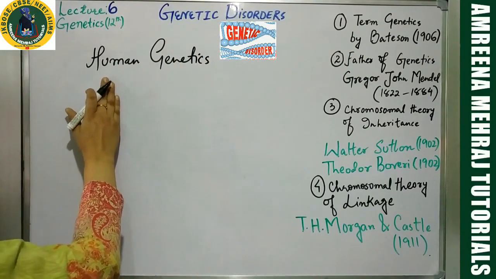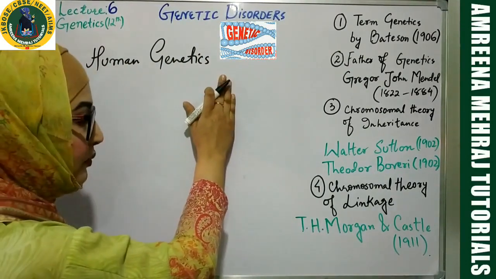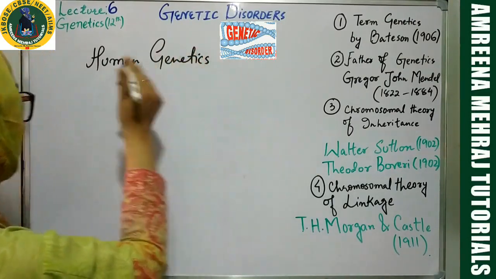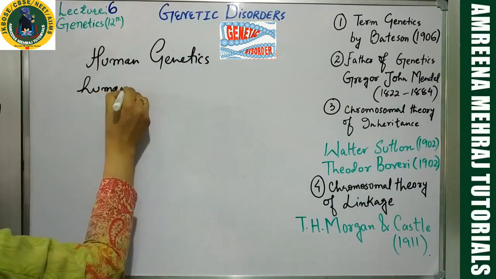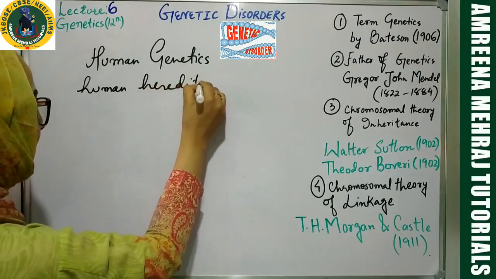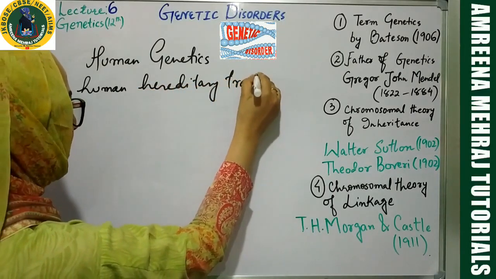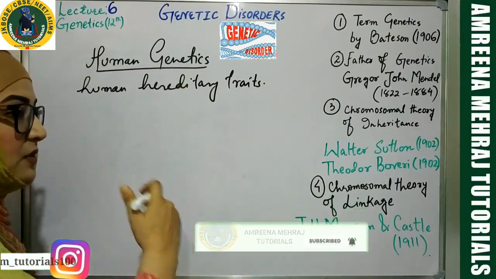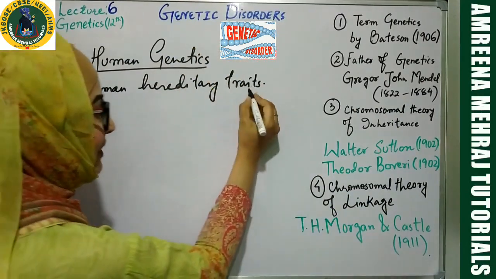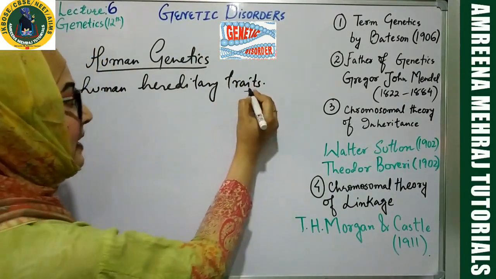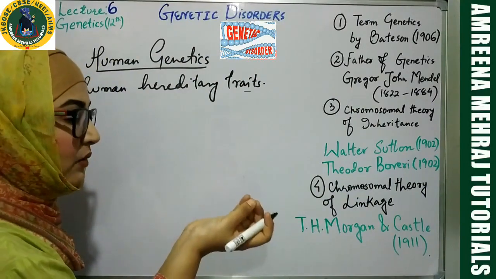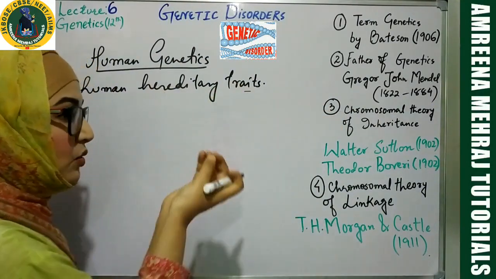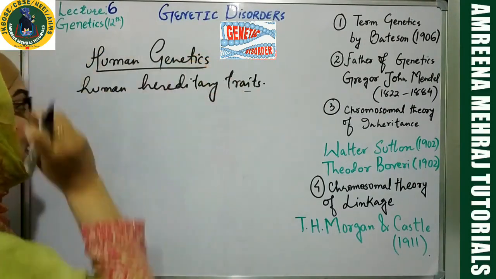So what is basically human genetics? In this particular field, we study the human hereditary traits. Under human genetics, we study those traits which are transferred from one generation to another generation. When I use the word trait, you can remember some genetic disorder. If we talk about hemophilia, we can say this is a trait. So we study the human hereditary traits, those traits which are transferred from one generation to another generation.